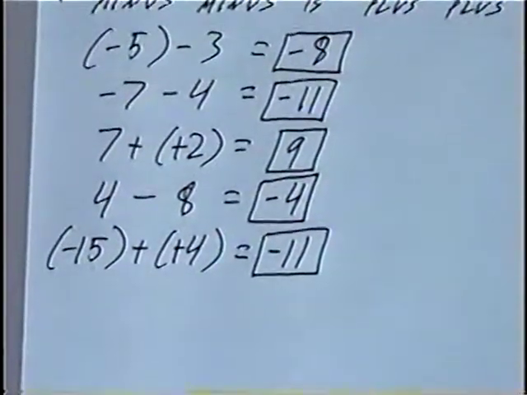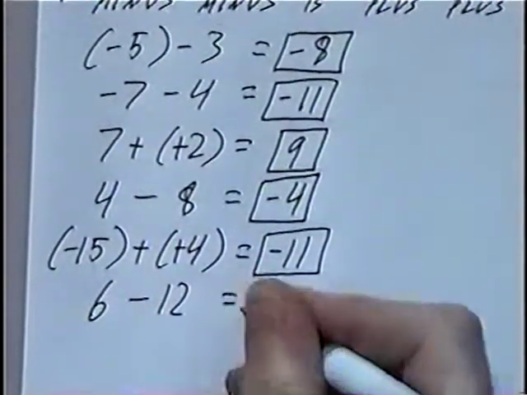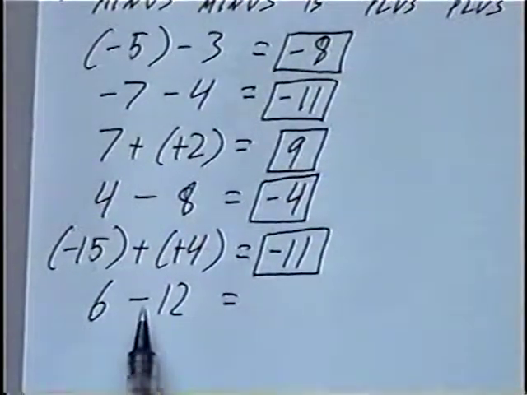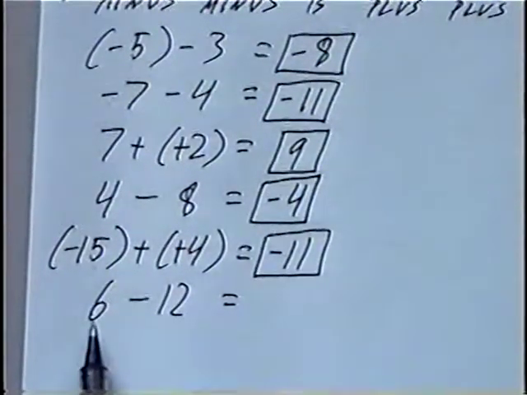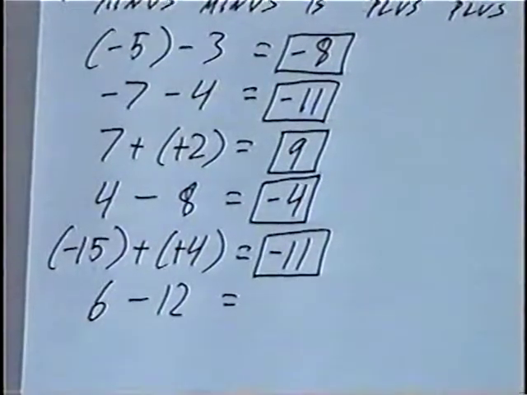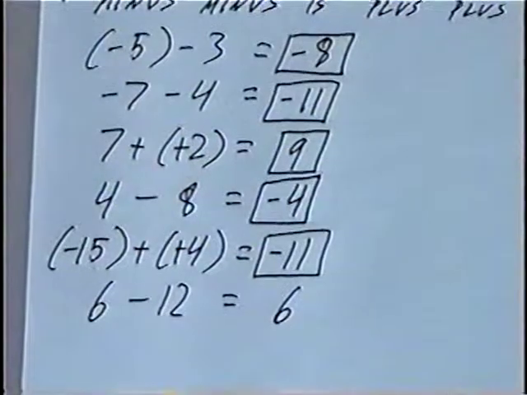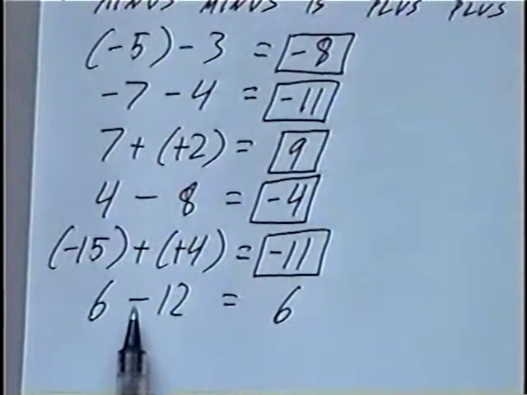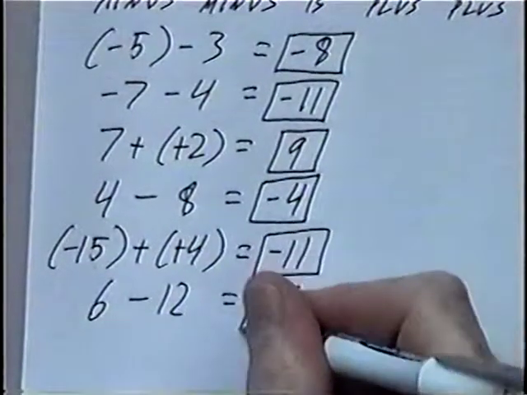And last question for the section. 6 minus 12. In this case, we have a positive 6 and a negative 12. Different signs again, so we'll subtract. You can always subtract the smaller number from the bigger number. 12 minus 6 would be 6. And you look at the bigger number between 6 and 12. 12 is bigger. Since 12 is negative, we'll keep the negative sign: negative 6.